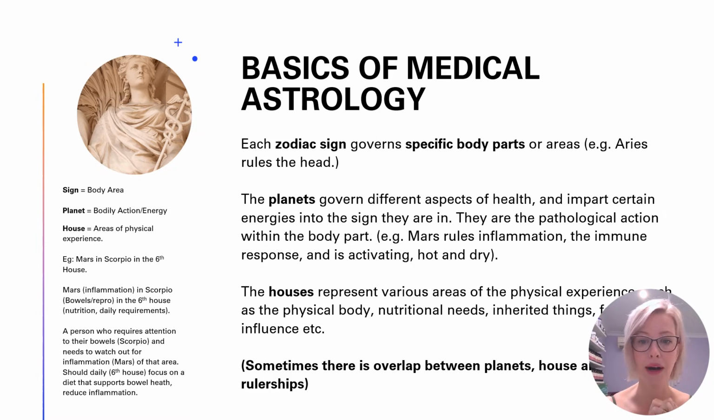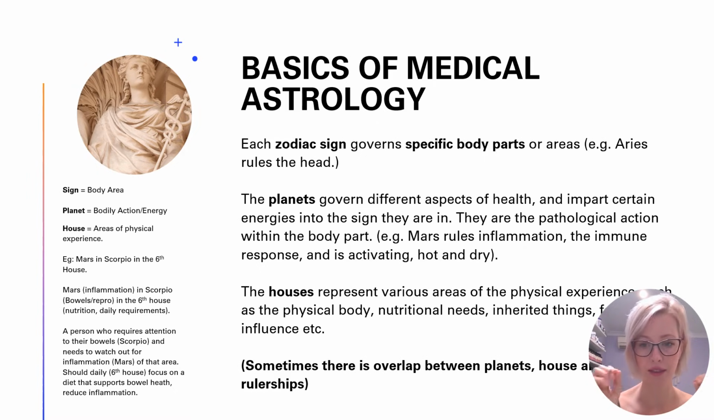So, for example, Mars rules inflammation, the immune response, and is activating, hot and dry. So the planet brings a certain energy or pathological action into the body part where it's located, and that's different for everyone. The houses represent various areas of the physical experience, such as the physical body, nutritional needs, inherited things. I can't see what I wrote behind that because my head's there, but I'll give you the slides anyway.